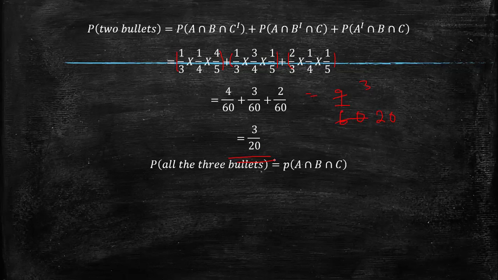Then we also can have a scenario where the monkey is going to be hit by the 3 bullets. So A is going to hit, B is also going to hit, and C also hits. So that one is simple. We also just substitute there a third times a quarter times a fifth, and that will give us 1 out of 60.